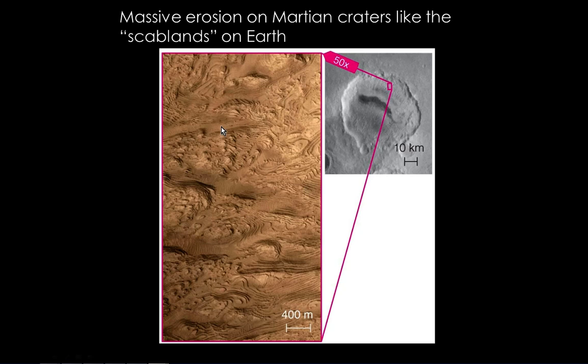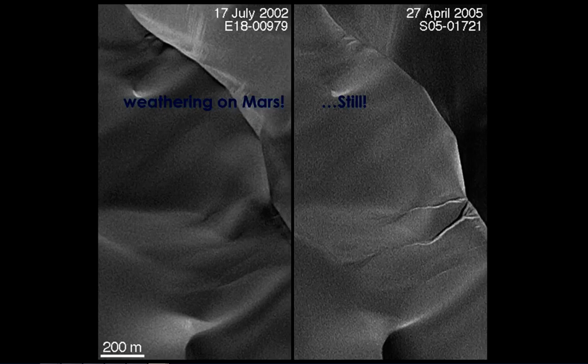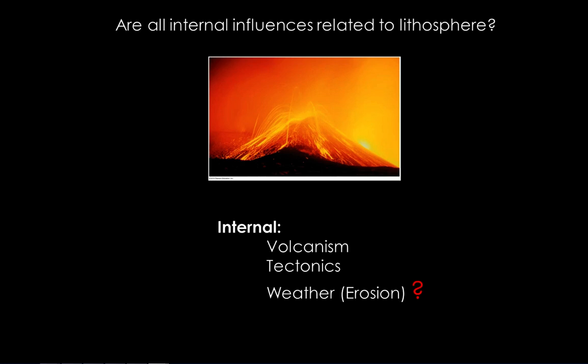These are comparable to something that you see on Earth called the scablands in central Washington state, where cataclysmic floods have ripped across the landscape and made this particular form of scalloping. So this is evidence of obviously a water-rich ancient environment on Mars. And even now, to some extent, there's a teeny tiny amount of weathering that still occurs. So the remaining question that we haven't gotten to yet is, are all of these influences related to the lithosphere?